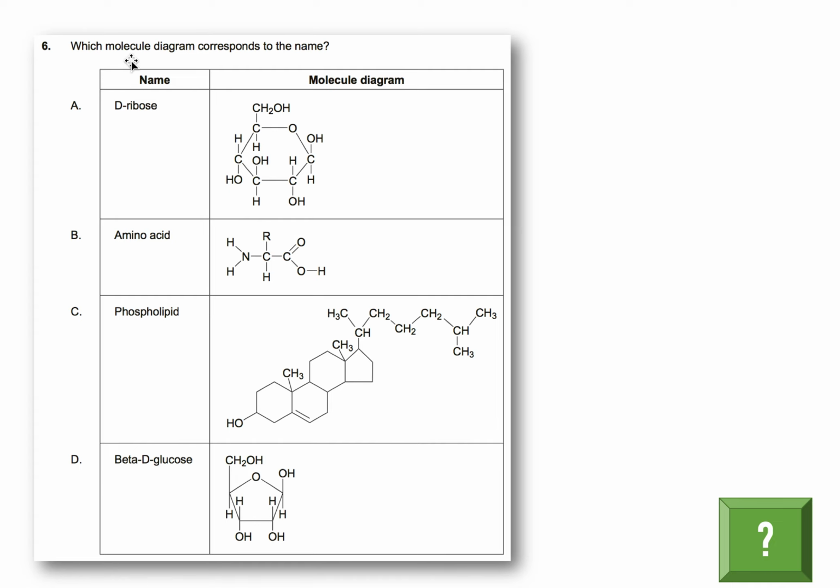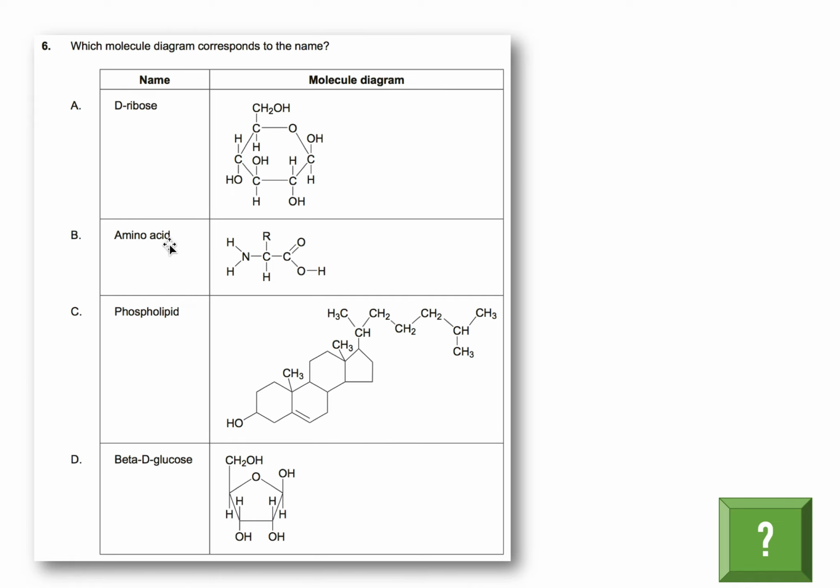Okay, so which molecule diagram corresponds to the name? Here they have a name and then the way the molecule should look. The first one is saying D-ribose, and this molecule diagram is not D-ribose. This is glucose, a carbohydrate. A ribose only has 5 carbons, but this molecule has 6 carbons: 1, 2, 3, 4, 5, 6. And any structure like this that has 6 carbons is a glucose. So that's why A is not right.